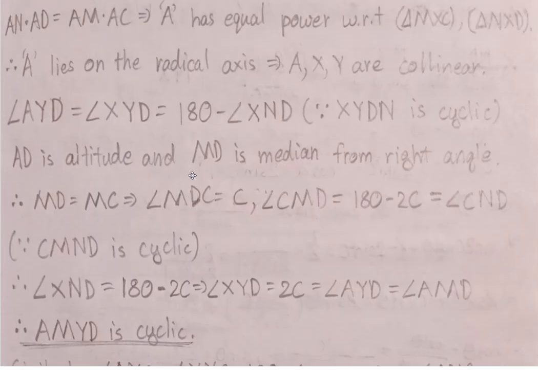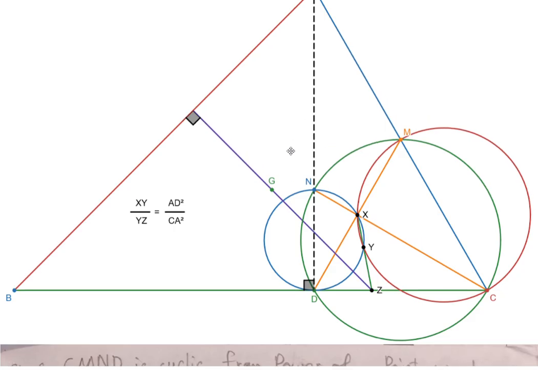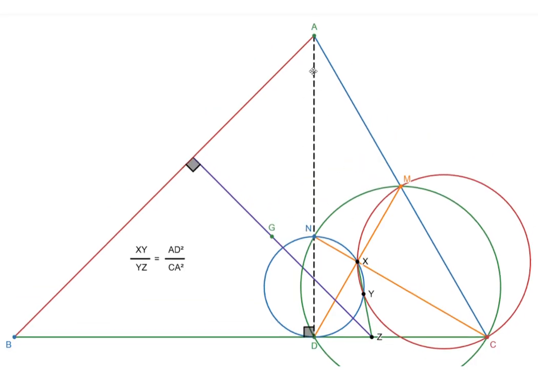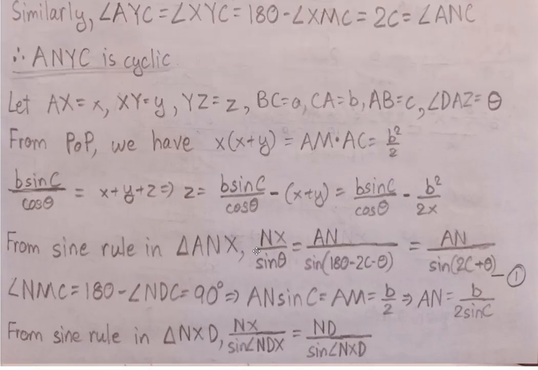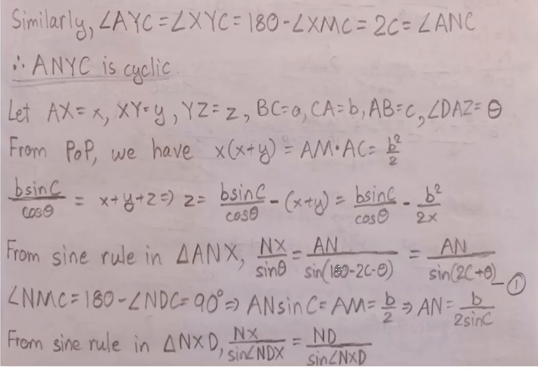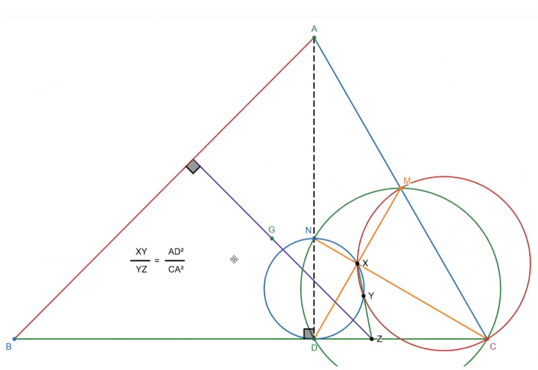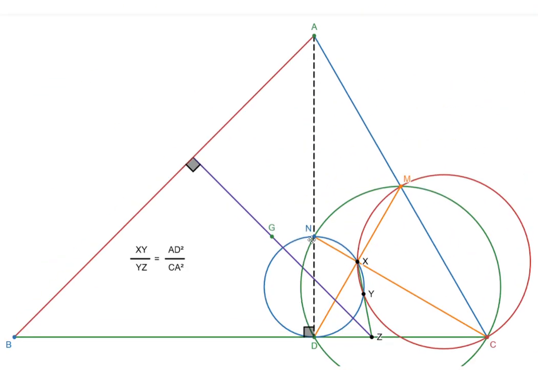And then we use sine rule in ANX. AN x is basically this. Then we get something like AN x. And x by sine theta is equal to AN by sine 180 minus 2C minus theta. And sine 180 minus x will just be sine x. So that's what's been used here. And then from this, we find NX by using sine rule in this triangle.